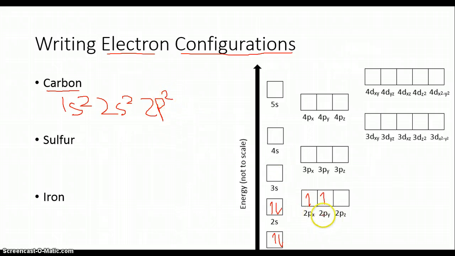Now again, notice there's a px, py, pz. I won't worry about those. I just care about the fact that there's 2 p's. The x, y, and z are just there to help you remember that these are degenerate orbitals, and there are 3 of them in the 2 p's.